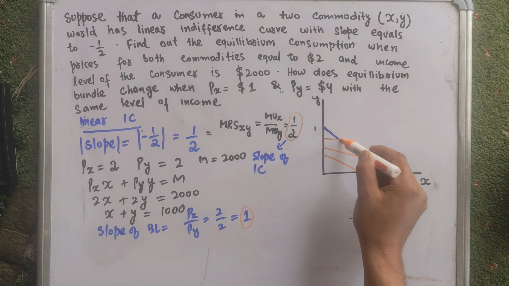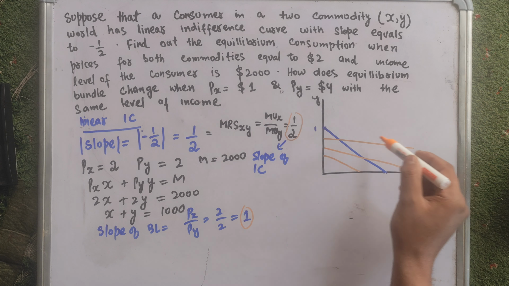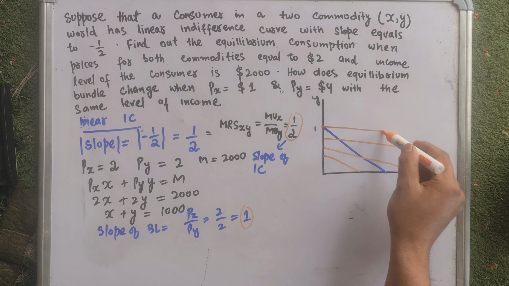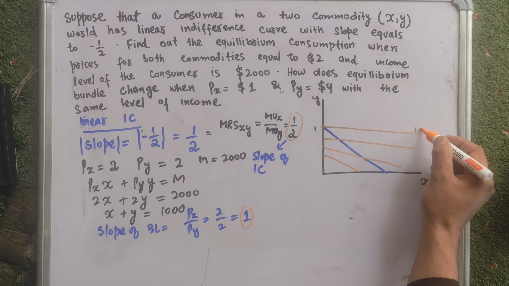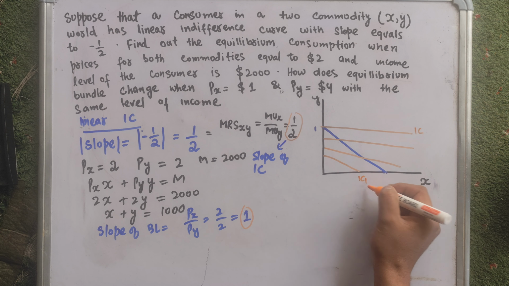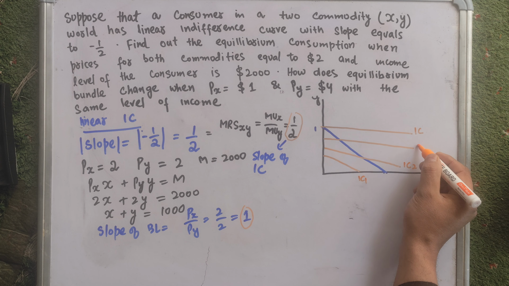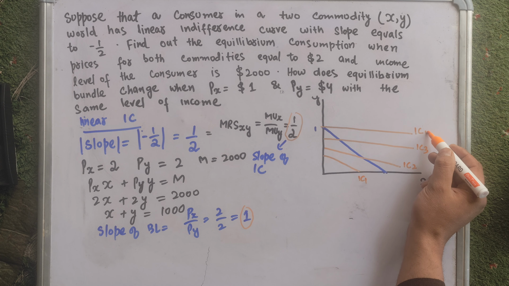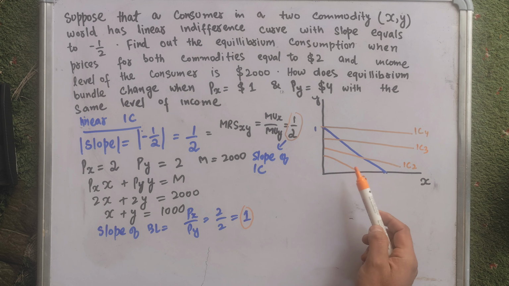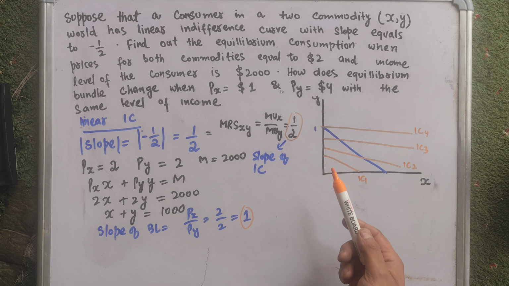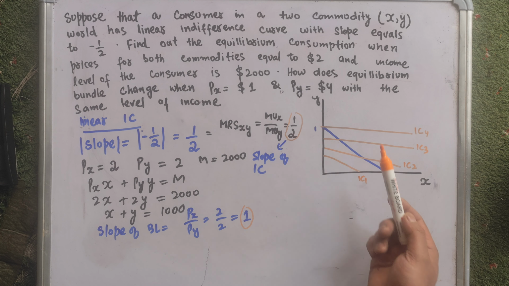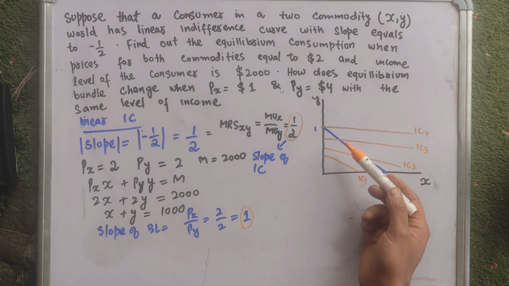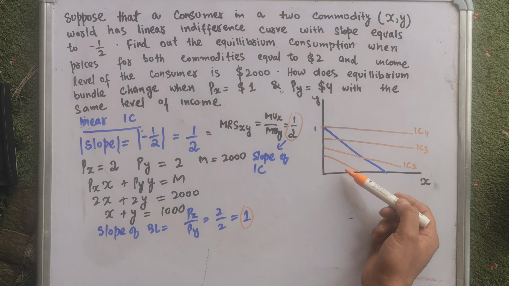So we want to reach the highest possible indifference curve, so we will get it like this. Let us say this is IC1, IC2, IC3, IC4. Here you can see IC 1, 2 and 3. These will not give us the optimality because we are not getting the optimal solution in these 3 ICs.